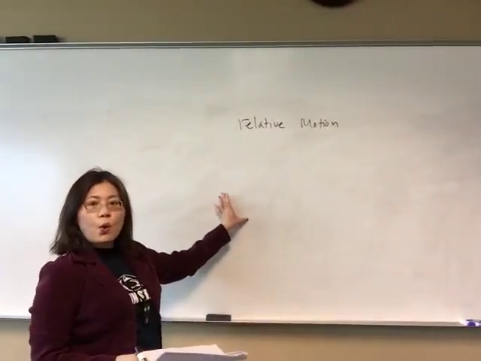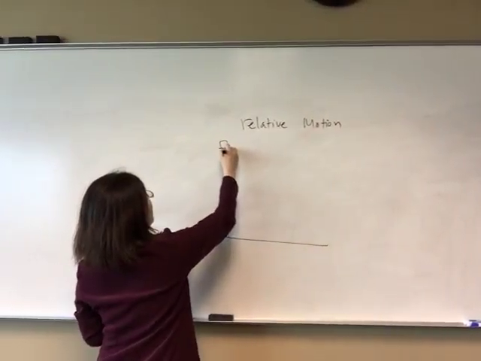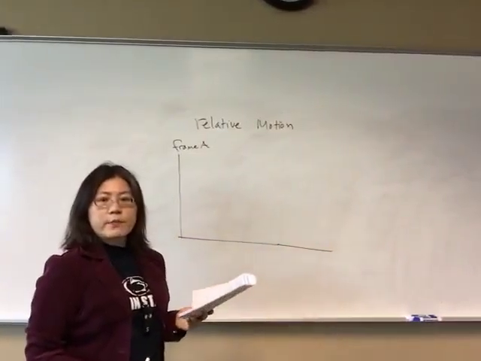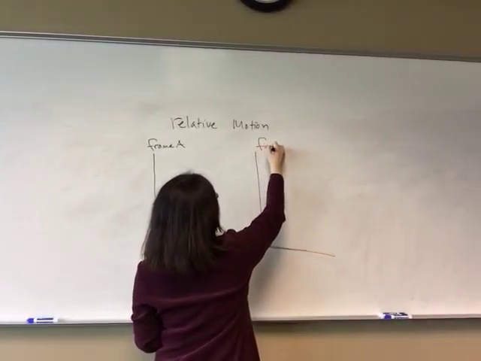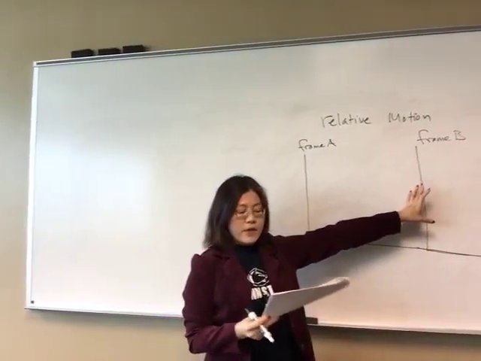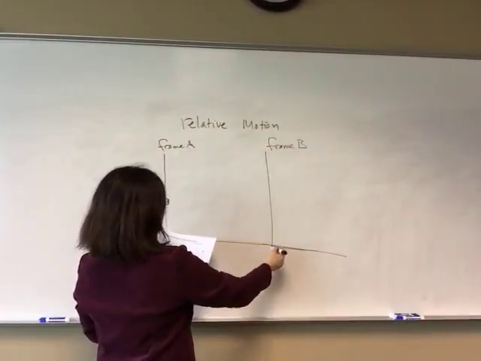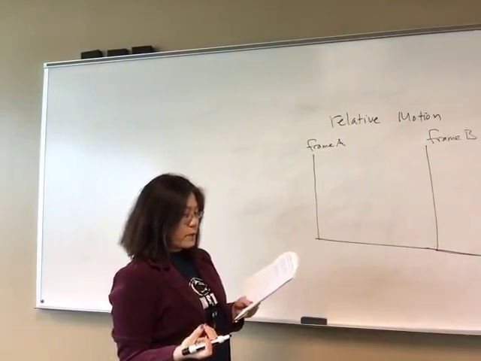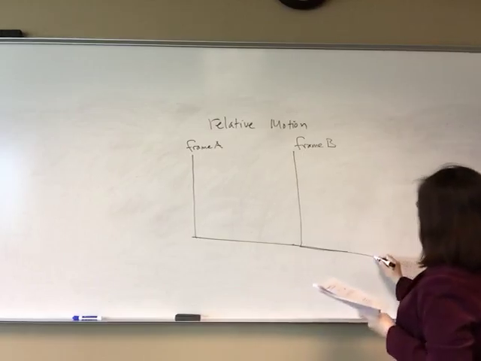So let's say we have two coordinate systems. Okay, so let's say this is one. Let's say we call that frame A. And then you have another coordinate system, and we call that frame B. And there's a relative motion between them. So let's say this frame B is moving at a velocity. Okay, it's moving, so there's a relative velocity between them. So frame B is moving at a velocity that we call V_BA.